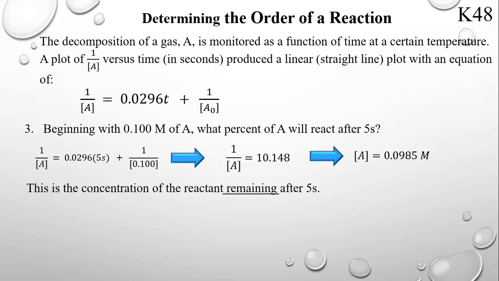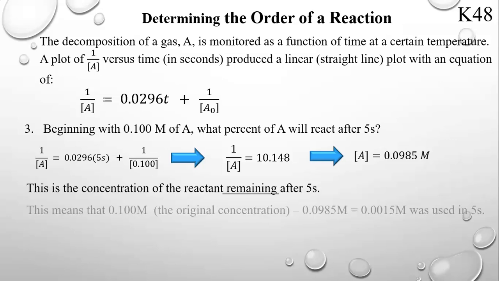So you started with 0.100 and you ended up with 0.0985 of the reactant. This means that 0.100 original concentration minus 0.0985 molar equals 0.0015 was actually used up or consumed in 5 seconds. So the question wants to know what percent of A will react after 5 seconds. React means it was consumed, it was used up. So that's the 0.0015 number.